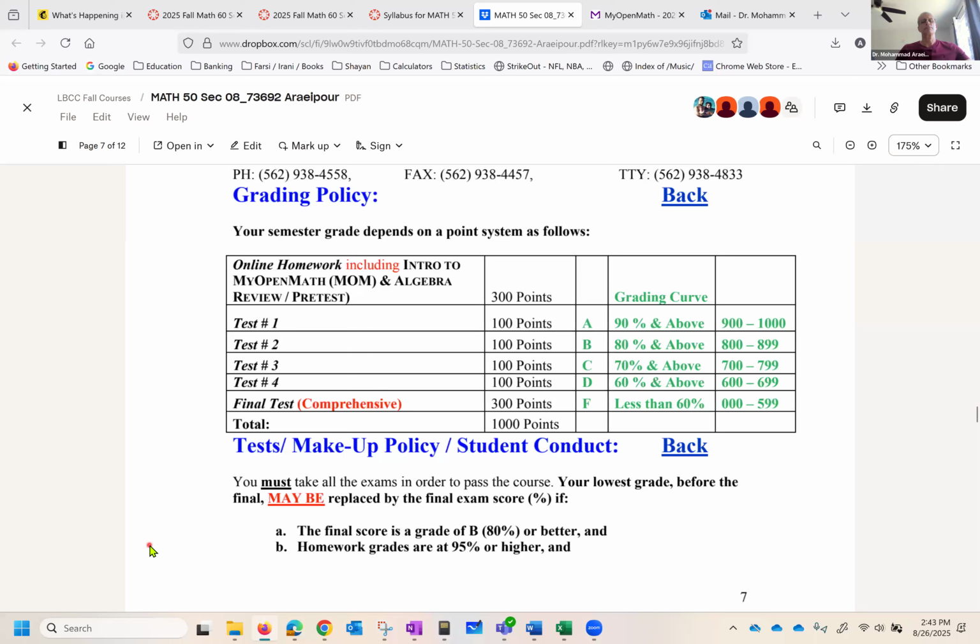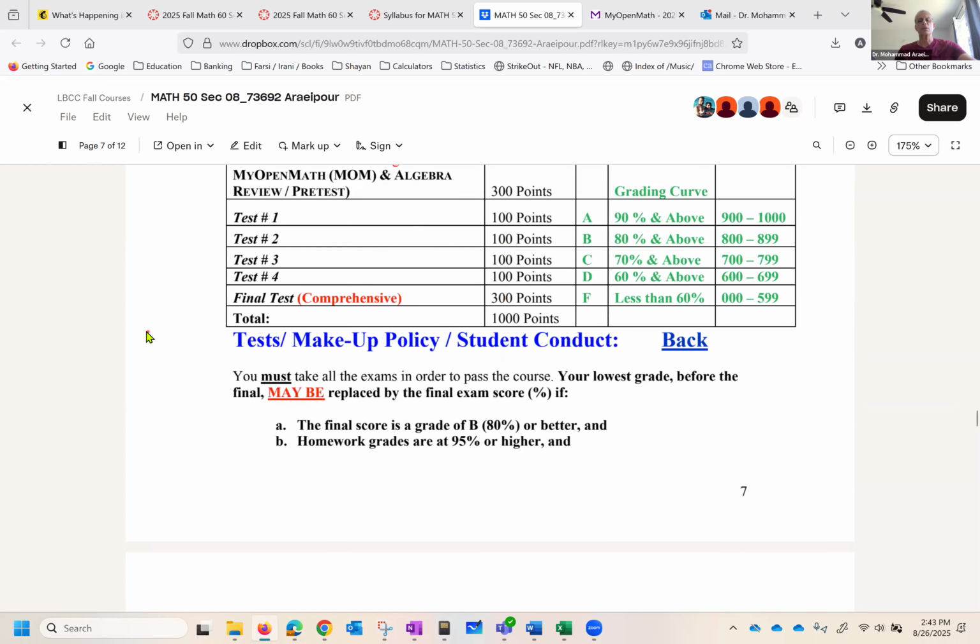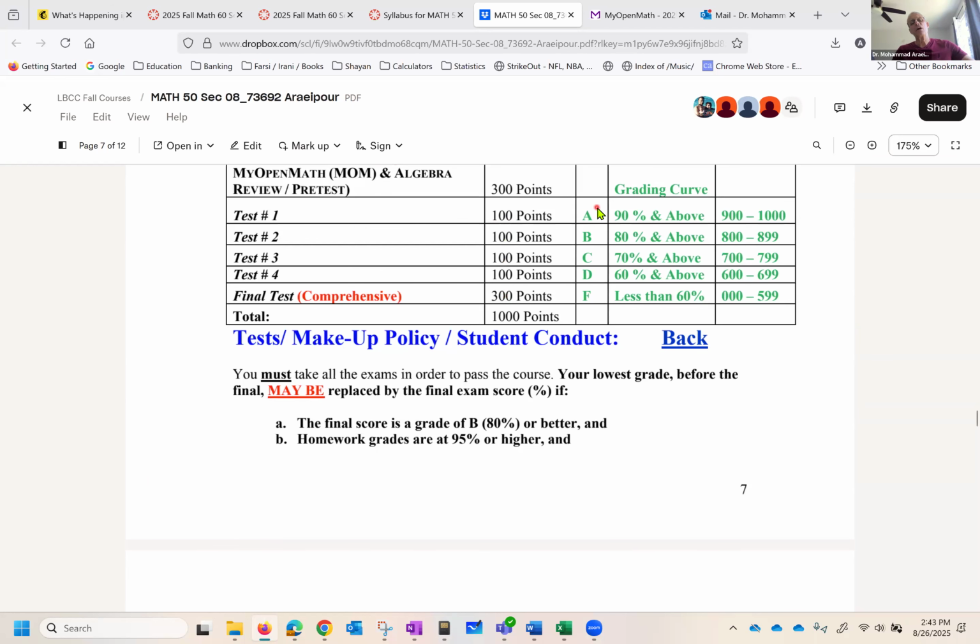Here's the grading policy. The homework is 300 points. There are 4 tests. Each one is 100 points, 400 points. The final is 300 points, total of 1,000 points. And it's a point system. So at any given time, you really should know what your grade is. 90% or above is an A, that means 900 points and more. 80% and above, that means 800 to 899 points, is a B, and so on. It's a very straightforward case.